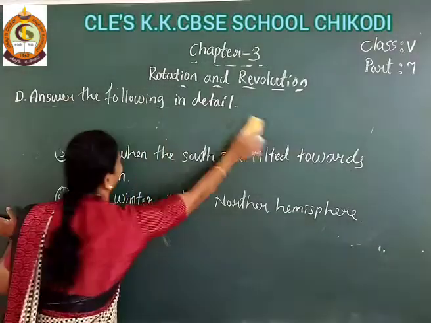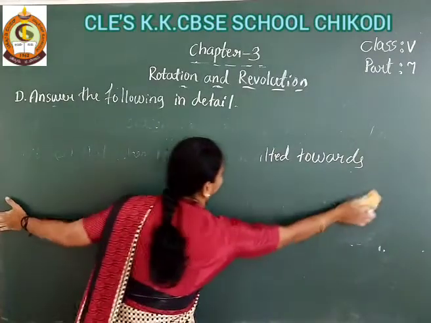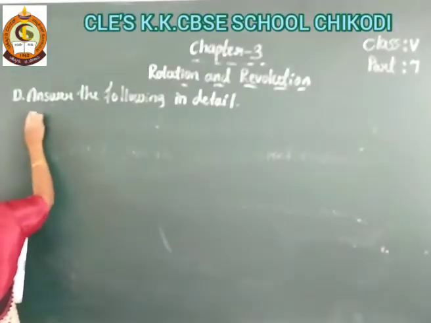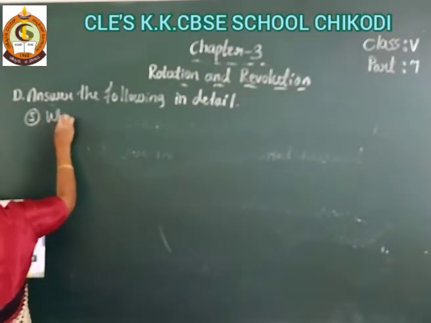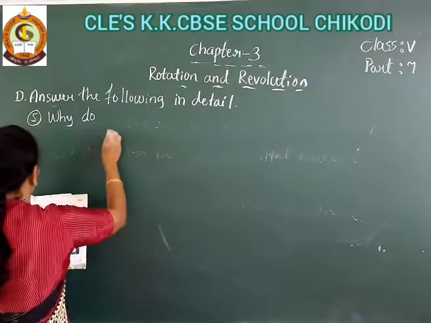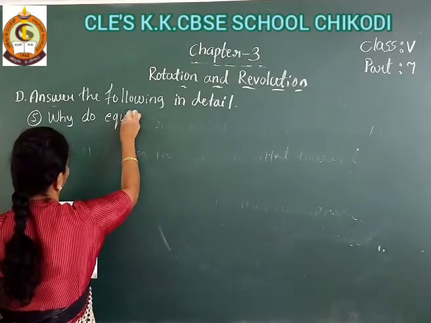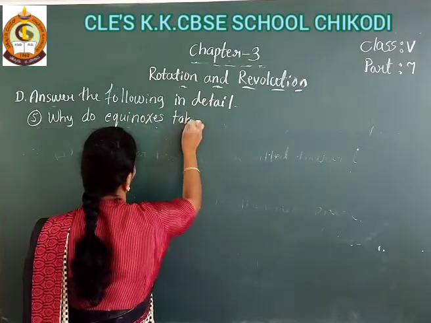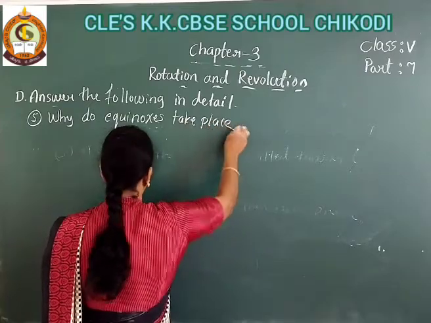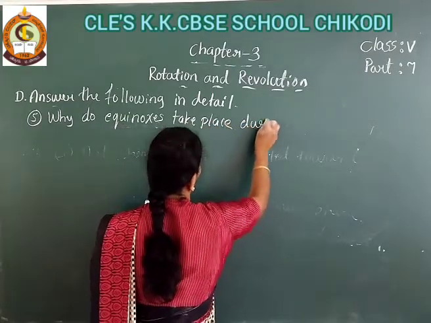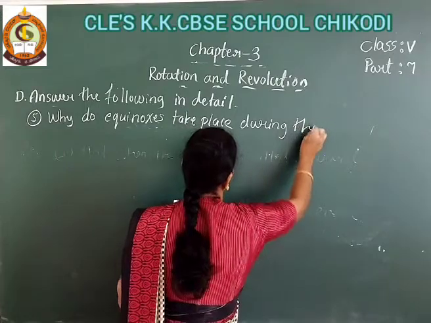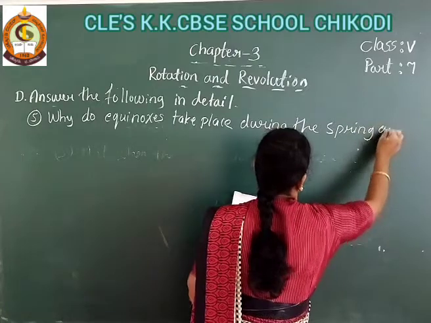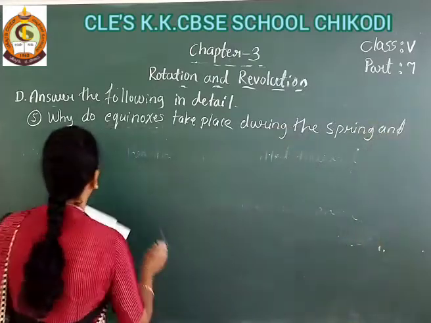And next, question number 5. Question number 5 is there. Why do equinoxes take place during the spring season and the autumn season?